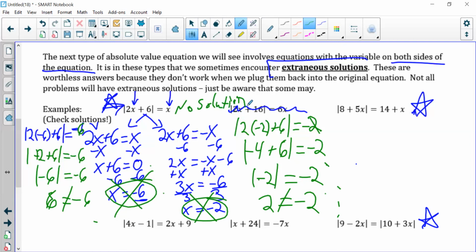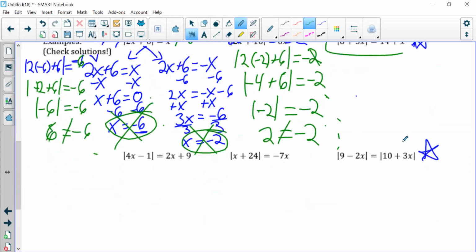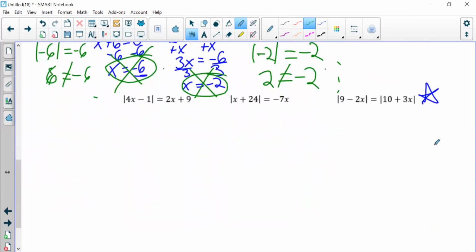All right, we would do the same process for this one. And I'm not actually going to do that because we're out of space, but I do want to show you how to do this last one. What do you do when you have absolute value bars on both sides of the equation? It looks really stressful, but it's not. All you have to do is pick a side.